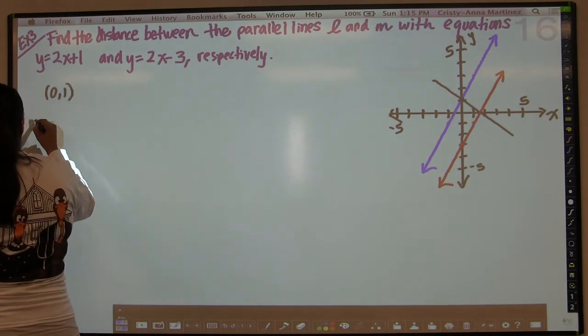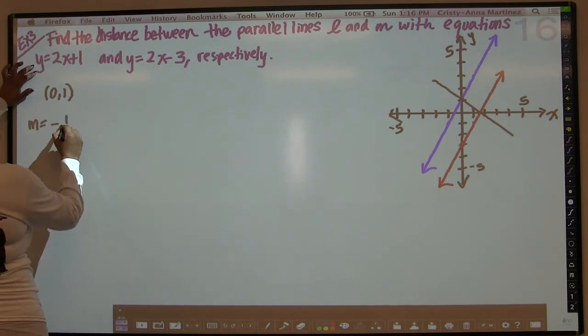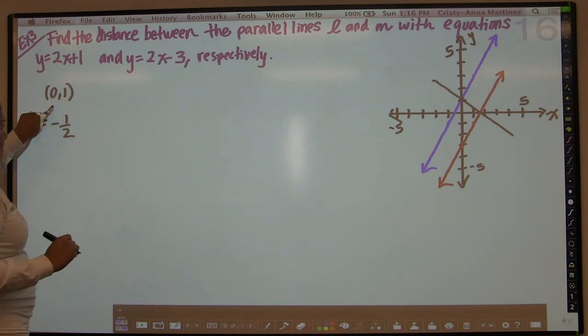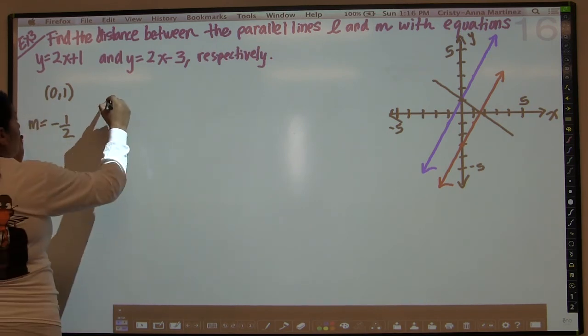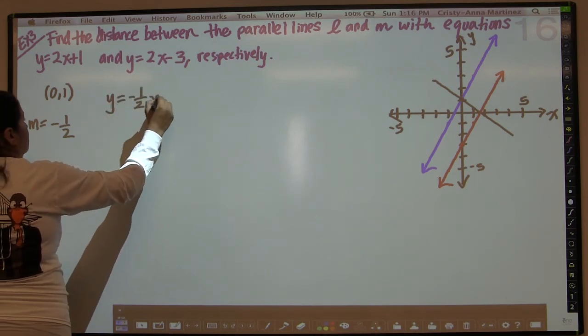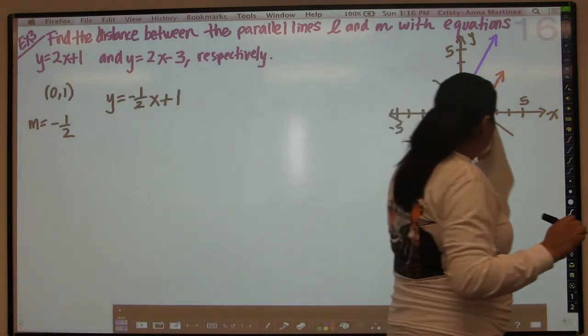That much I already know. I also know that the slope of a line that is perpendicular to 2x plus 1 is going to be negative 1/2. And because I have the y-intercept and I have the slope, the equation of the line will be very simply y equals negative 1/2 x plus 1. That's the equation of this black line right here.